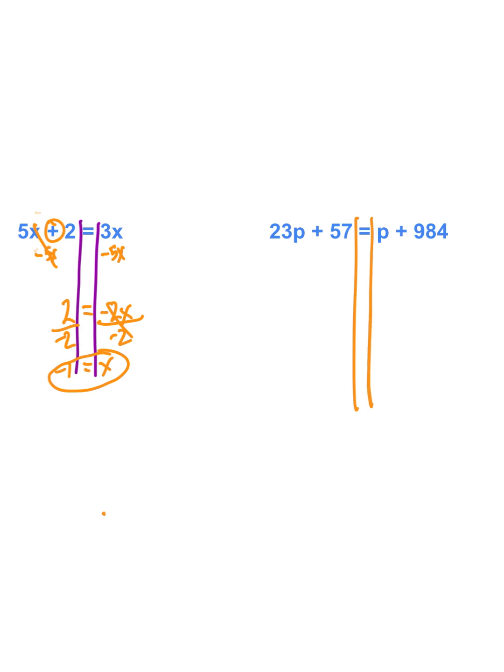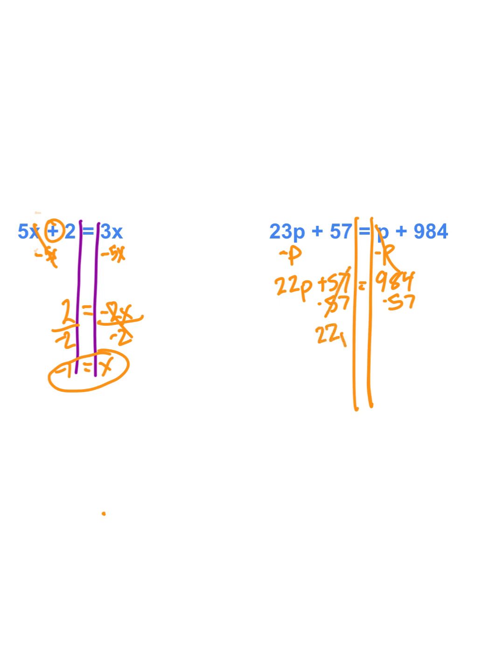Big numbers here. I want to get just one p, so I'm going to subtract this p. Now remember, if there's no number here, it's 1. There's one of them. Because if there was 0, it shouldn't show up in the problem. So if I'm subtracting 1 off of here, I'm down to 22p plus 57 is equal to 984. All right, so now I'm going to subtract 57 from both sides.